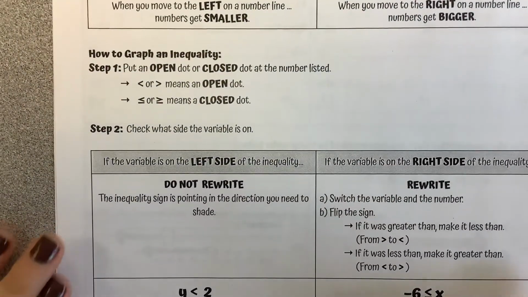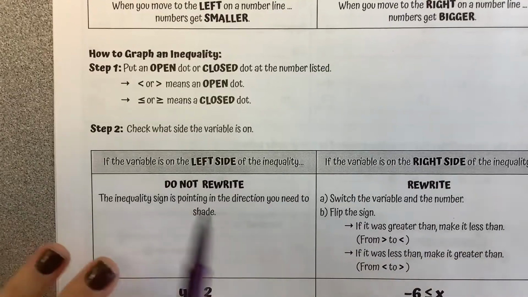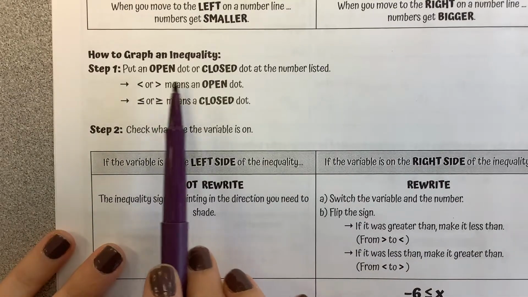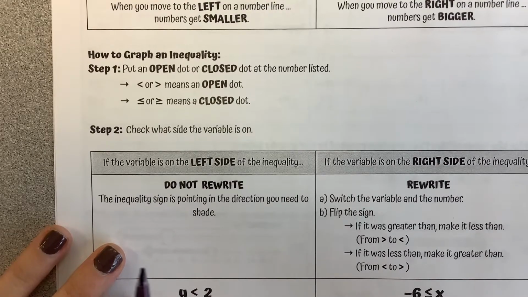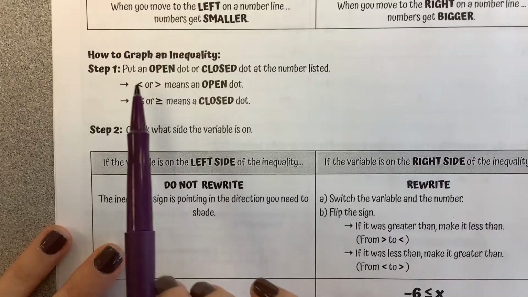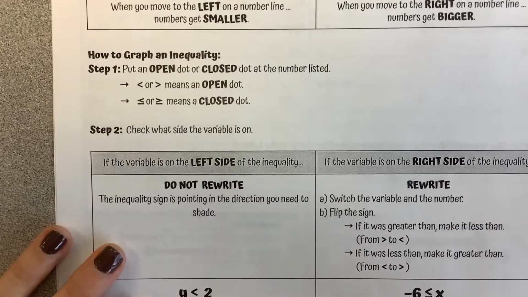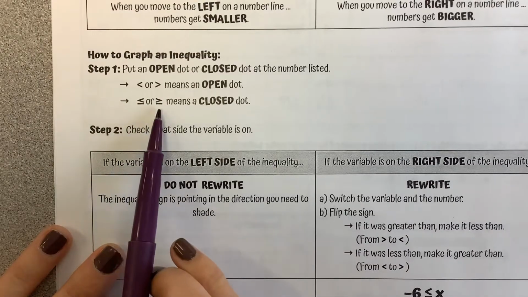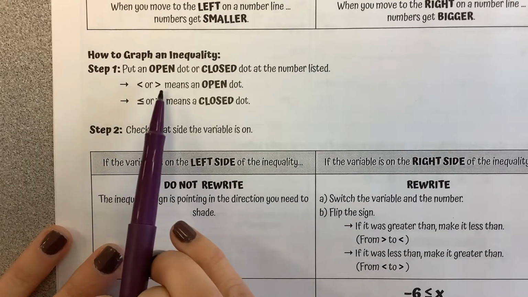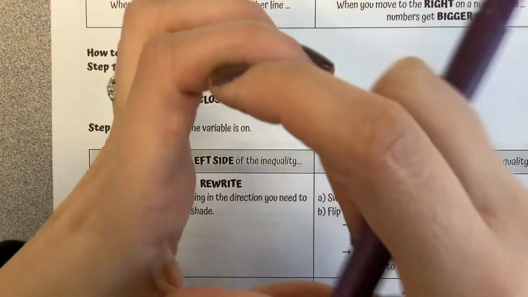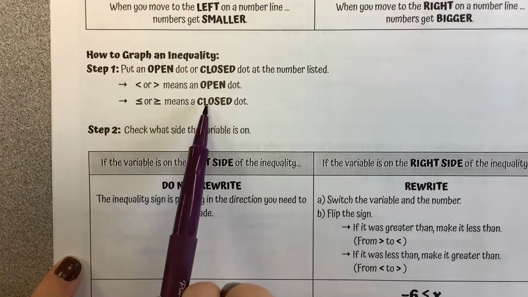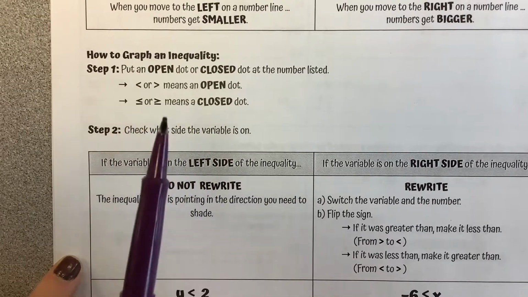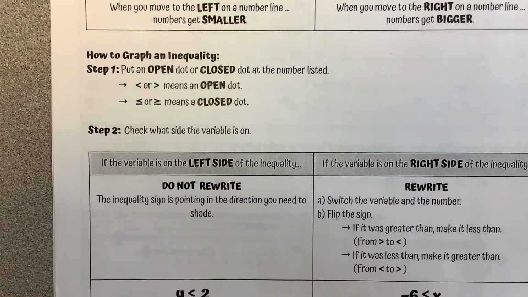When we are graphing, what we want to do first is put an open dot or a closed dot on the number line where that number is listed. If it's just less than or just greater than, it's an open dot. If it has that equal to part, it's a closed dot. What I remember is that less than or greater than is open because it's kind of like a hole and the number would fall through it, because it's not part of the solution. It is closed at the equal to ones because that number is included. We're closing it in.